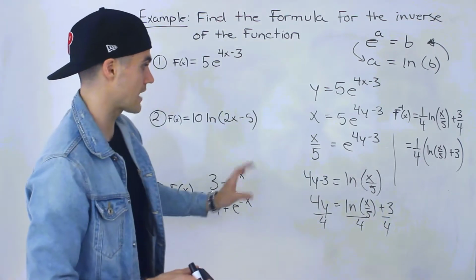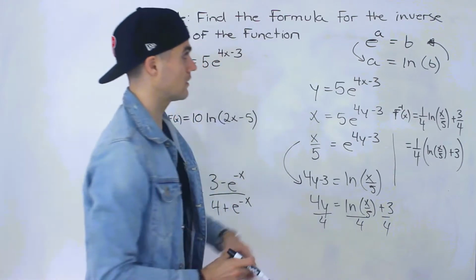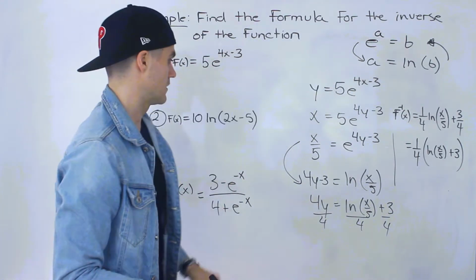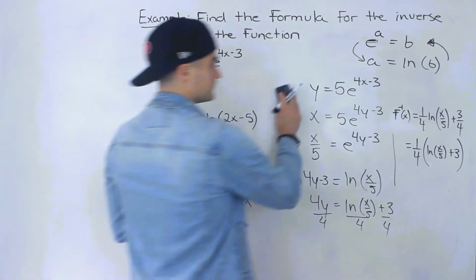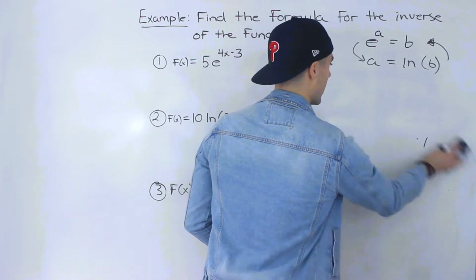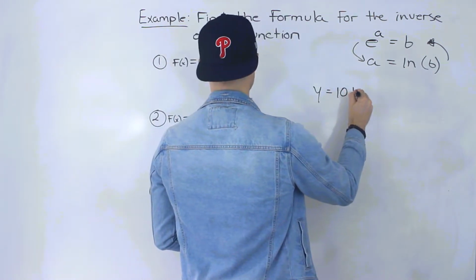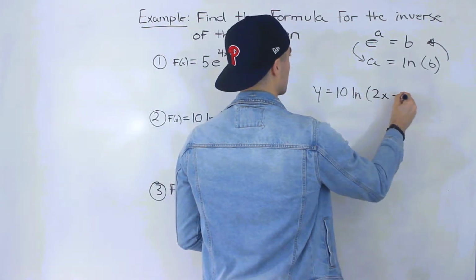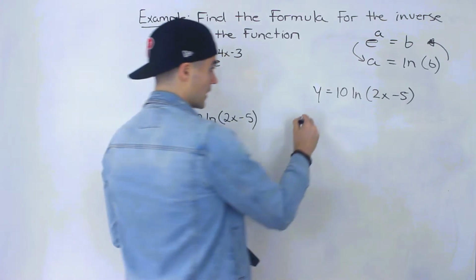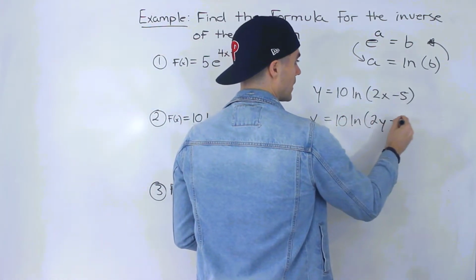All right, and notice that at this point, from there to there, we applied this law. We went from here to there. Okay, number 2, we got y equals 10 ln of 2x minus 5. First step, interchange the x and y values. So x equals 10 of ln 2y minus 5.